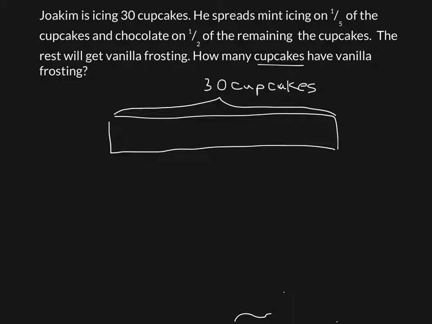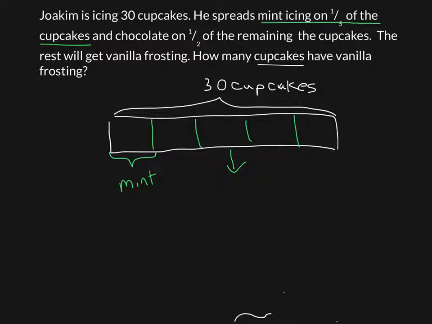For part 1, he spread mint icing on 1/5 of the cupcakes. So I need to divide my whole into 5 equal parts, and one of those fifths is right here, mint. Okay. Now, the next part says 1/2 of the remaining cupcakes have chocolate frosting.